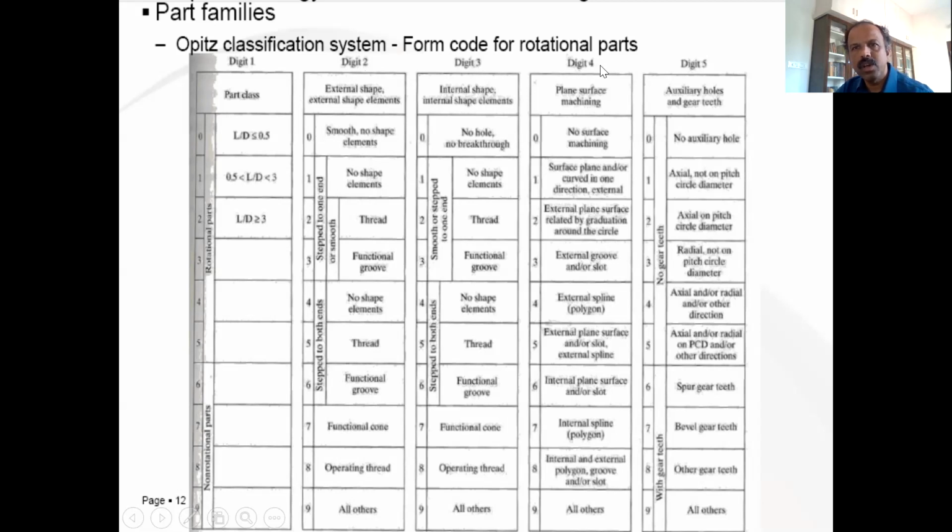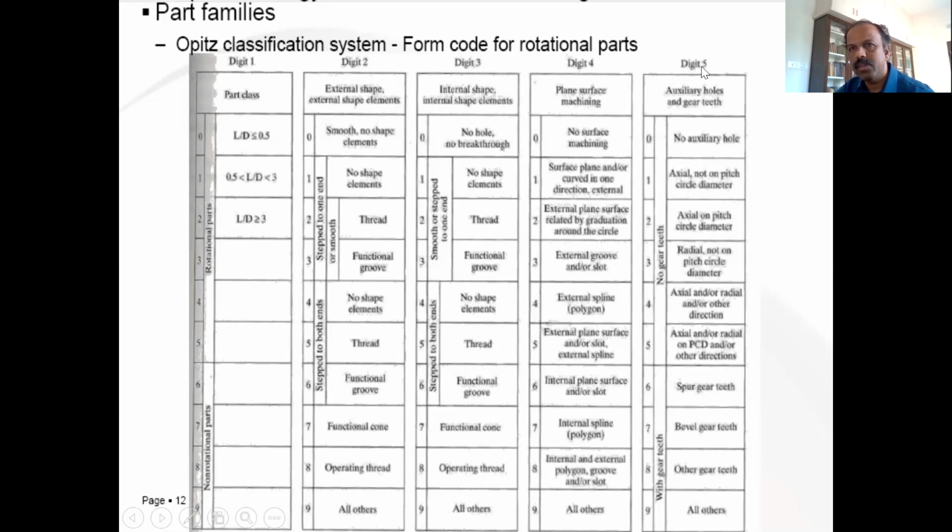Then digit 4 is plain surface machining. Depending upon the surface machining: no surface machining is 0, then surface plane. What we need to understand is, after observing the part, we need to identify where that part fits, according to the category under which the surface machining requirement falls. So in location number 4, we write any number between 0 to 9 depending upon the part criteria.